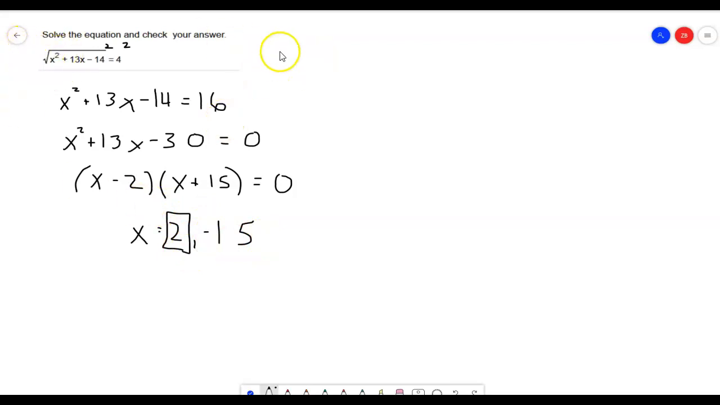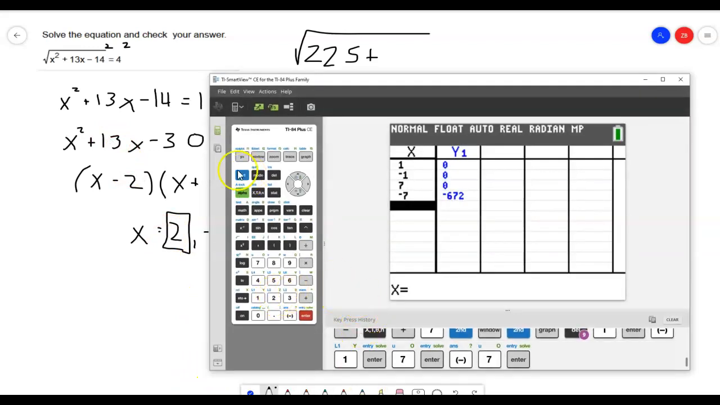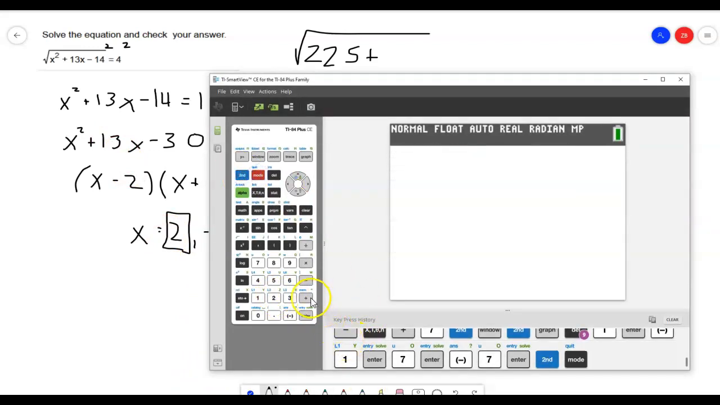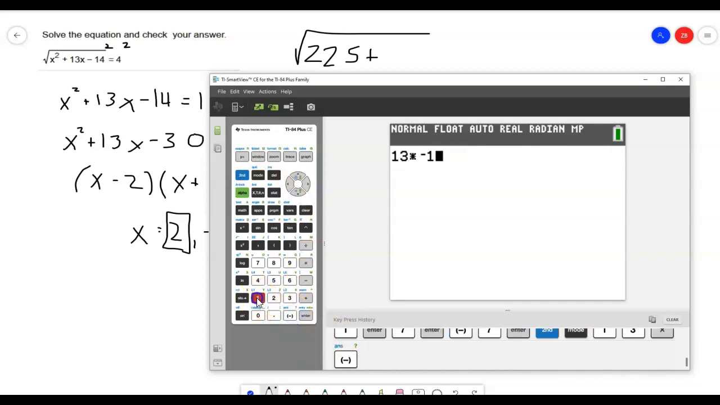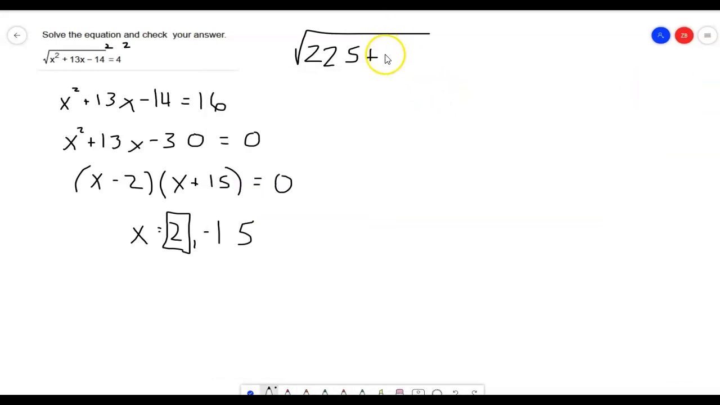So negative, let's go over here. So we have a negative 15 squared, which is 225, plus 13 times negative 15. So let's pull out the calculator. So 13 times negative 15, negative 195. So plus negative 195 minus 14.